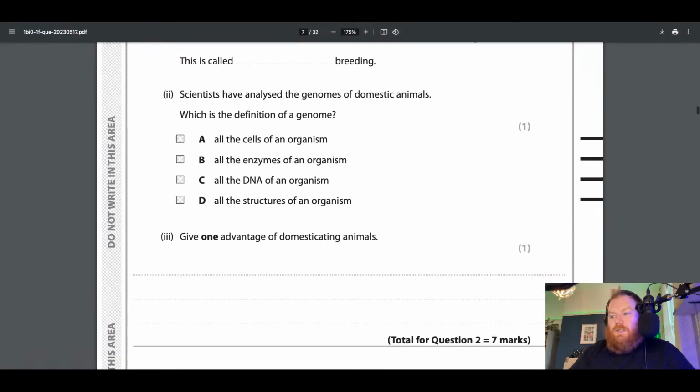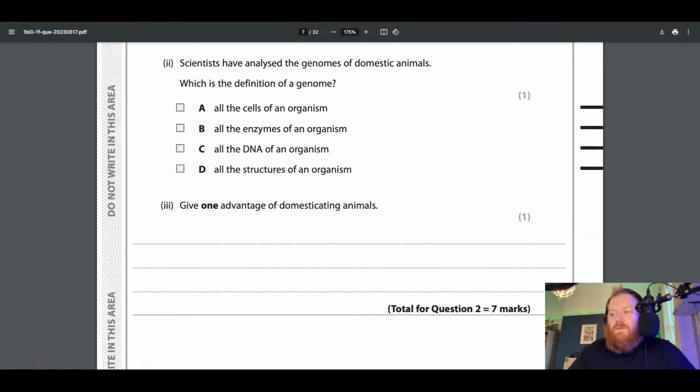The next question is asking you, what is one advantage of domesticating animals? So can you comment below and tell me what an advantage of domesticating animals would be. And I'll give you a few seconds to answer for that before I go through anything with this.